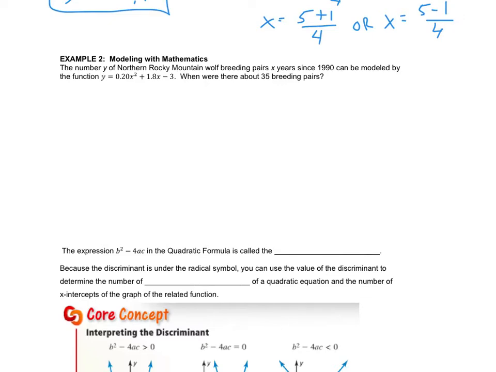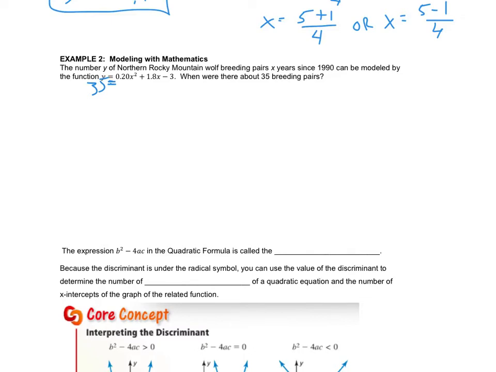So here we have the number, which is the y value of Northern Rocky Mountain wolf breeding pairs. So this is the number of pairs over x years since 1990. So when were there about 35 breeding pairs? If I look at this problem, the first thing I've got to think about is the breeding pairs is the y value. So first I'm going to rewrite this with 35 in front. I won't rewrite all these decimals, but this would be the new equation: 35 equals 0.2x squared plus 1.8x minus 3.